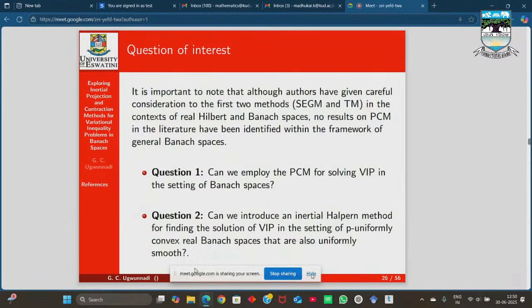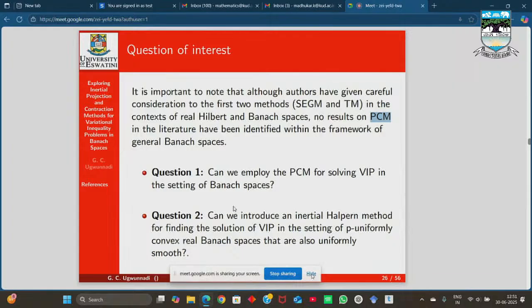So the question of interest. As I have said earlier, the subgradient, extragradient, and inertial methods are being applied in solving problems both in Hilbert and Banach space. But we have not seen any result of a projection and contraction method in the literature in a more general space like Banach space. So the question now: can we employ this projection and contraction method in solving variational inequality in a Banach space setting?